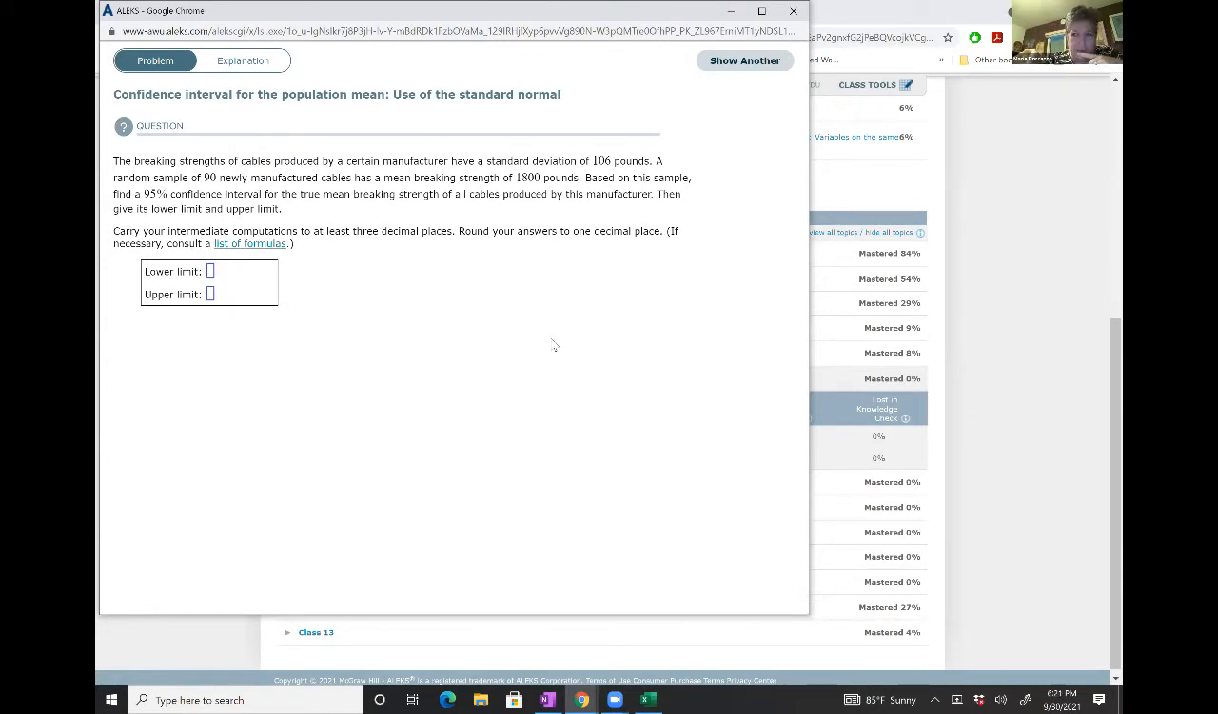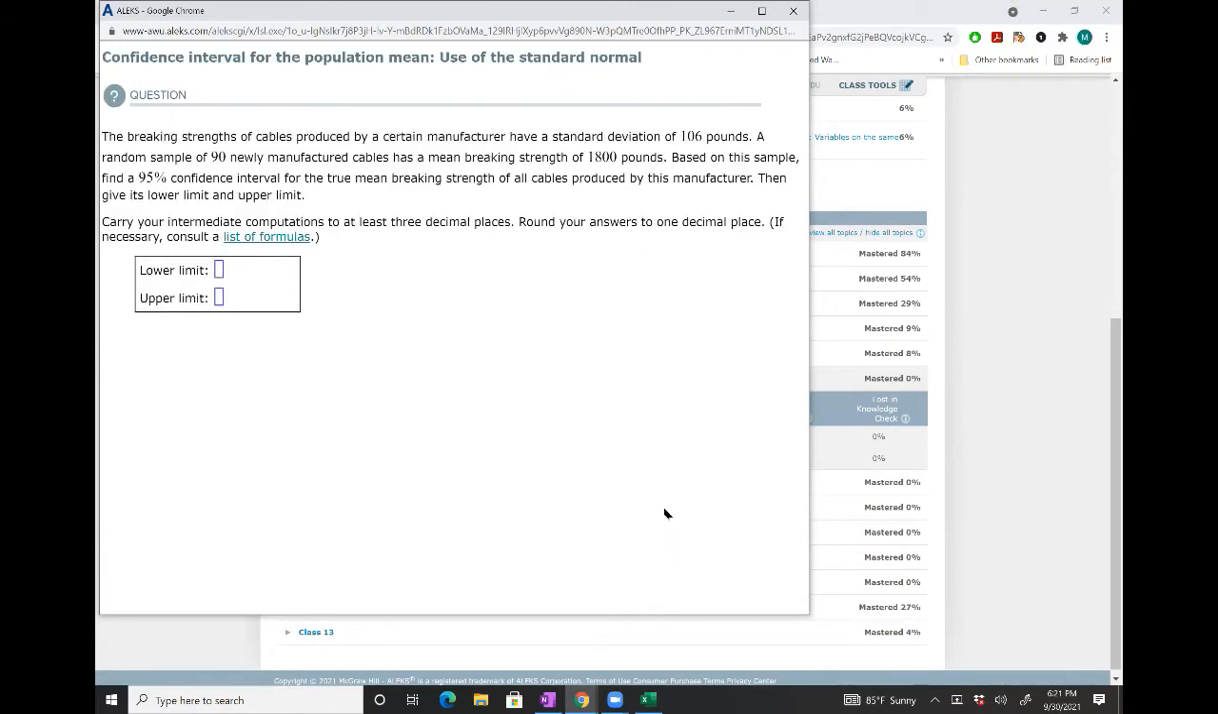Remember I said that at the beginning, because that makes a difference whether it's a z-test or a t-test. Okay, so what else do we notice? The standard deviation of 106. The standard deviation is equal to 106. Right. Okay, and what else do we know? Sample size of 90. So we have everything we need to do the math here.